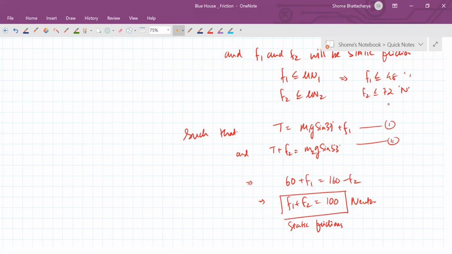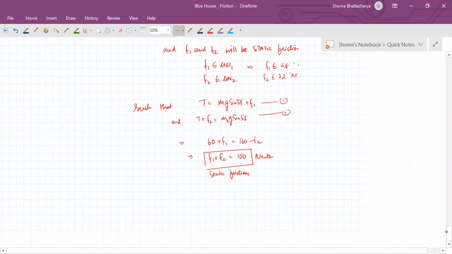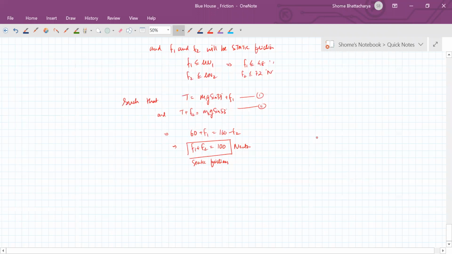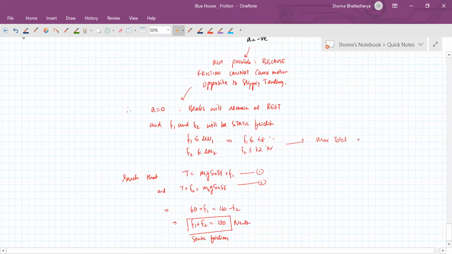Okay. So up to a maximum of 120 newtons of total friction is available to us, but we need a total friction of only 100 newtons to keep the system from slipping. So that is what is going to happen over here. So what we can see from this is that maximum total friction F1 plus F2 of up to 120 newtons is available, but only 100 newtons total friction is needed.